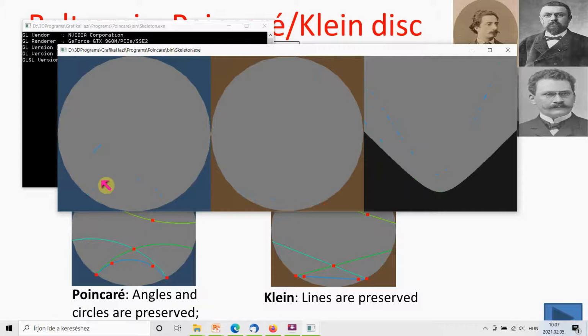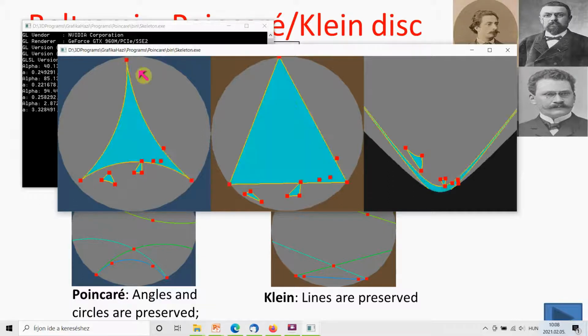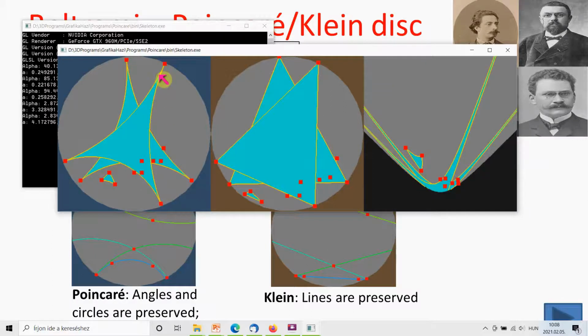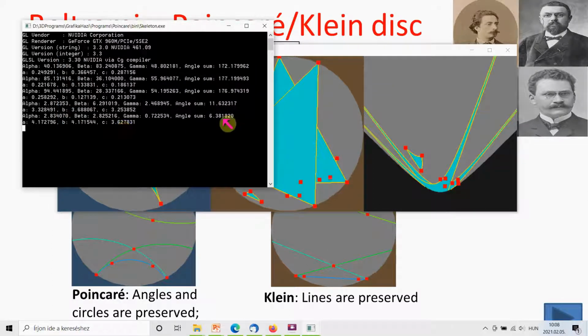Let's see triangles. If the triangle is small, the triangle looks like a Euclidean triangle. However, if the triangle is big, we see that the angle sum is indeed smaller than 180 degrees. The angle sum is not relevant here because in the Klein disk, angles are strongly distorted. Angles are correct only in the Poincaré disk. And if I were able to draw an infinitely large triangle, the angle sum would be 0. Here we can check the angle sum. So in the case of our last triangle, the angle sum is only 6 degrees.